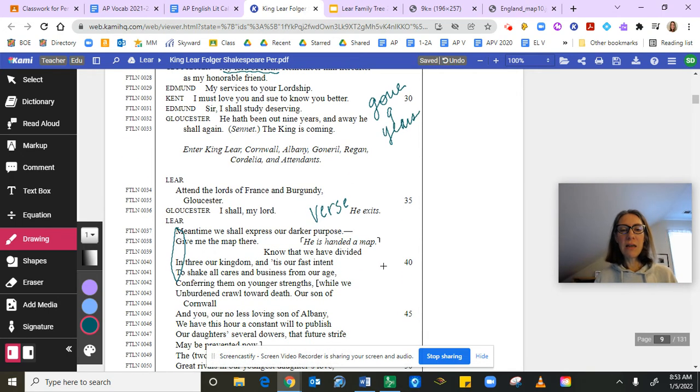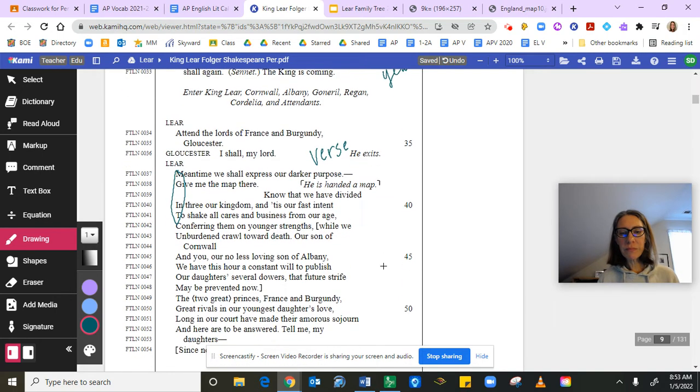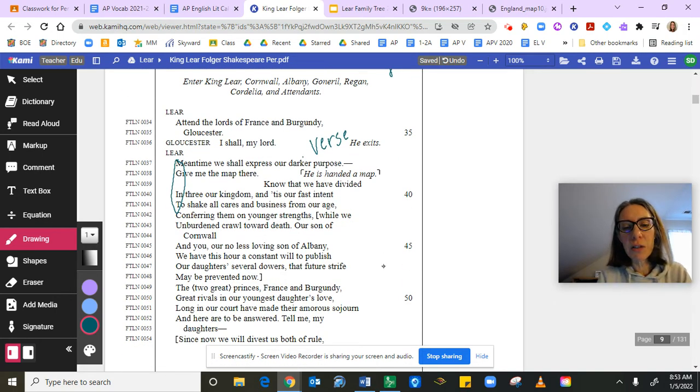Now we segue to the pomp and circumstance of the actual king arriving. Okay, and when he says our darker purpose here, what he means, I'm just looking to see if it's glossed. What he means is more secret, or more sort of in confidentiality, right?